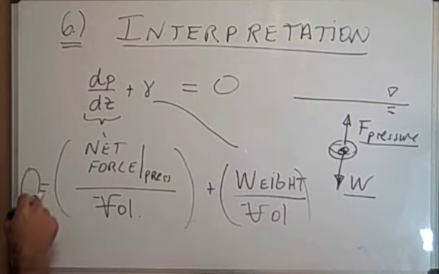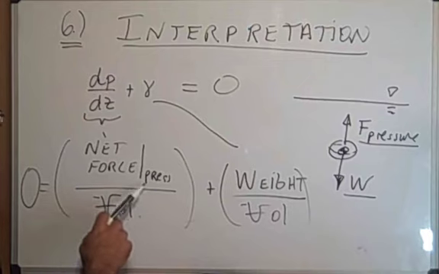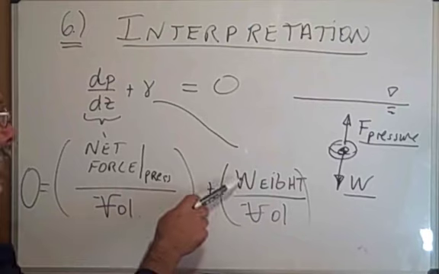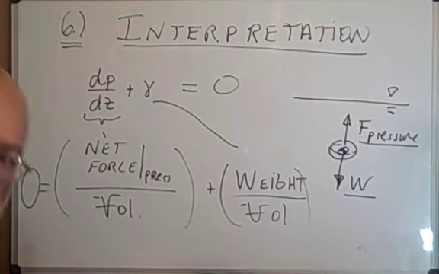And we put the 0 over here on the left-hand side. So all the hydrostatic differential equation tells us is the net force due to pressure on a particle divided by the volume plus the weight of the fluid particle divided by volume equals 0. The pressure force and the weight forces exactly balance out to give us equilibrium. Very simple idea.